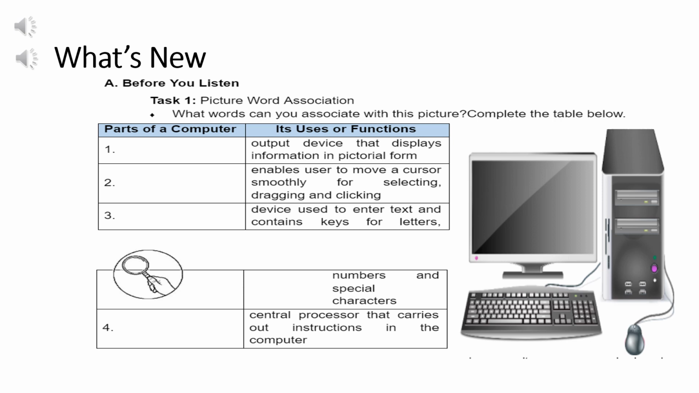It's monitor, correct. Number two, enables user to move a cursor smoothly for selecting, dragging, and clicking. So looking at the image again, what will be the answer? It is, okay, it's mouse. Number three, device used to enter text and contains keys for letters, numbers, and special characters. The answer is keyboard. Okay, that's keyboard. And number four, central processor that carries out instructions in the computer. It is called CPU.